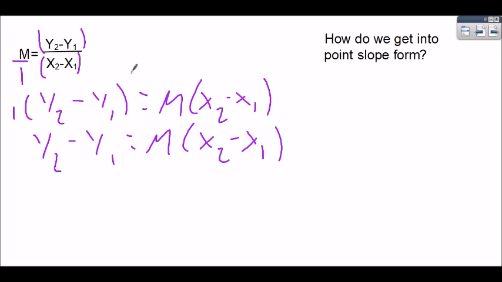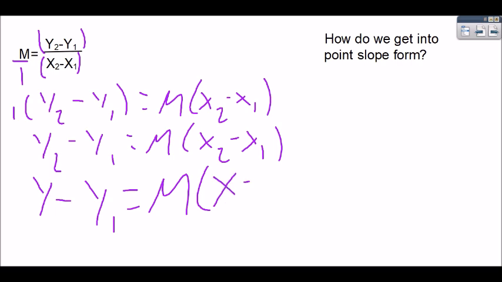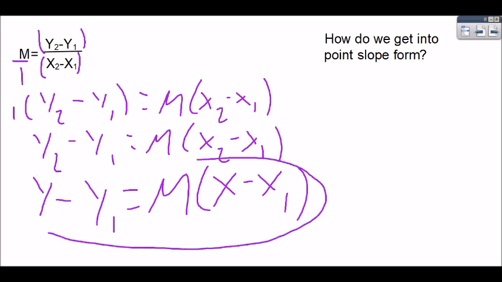So if we don't know both points, I'm just going to change it to I don't know what this point is. I know where my current point is. I know how steep the hill I walked. I don't know the second point, but I know where I currently am. This x1, y1 is where I currently am. And I don't know where I came from because I got lost. So that's why we leave it like that. But this equation right here is my point slope equation.